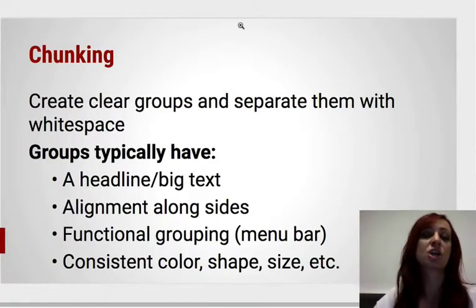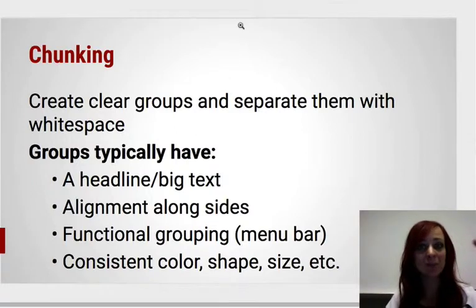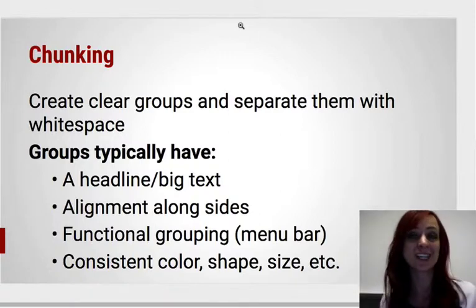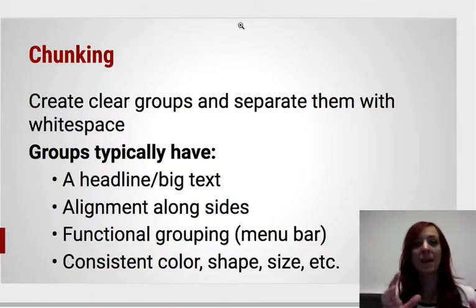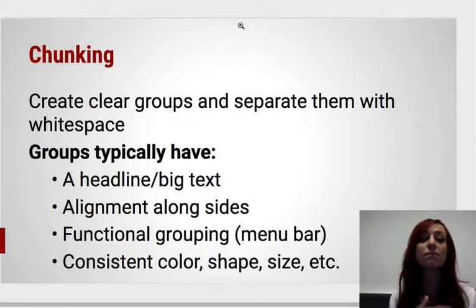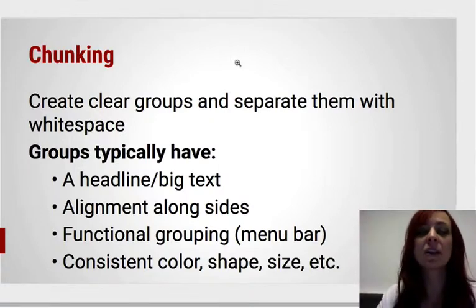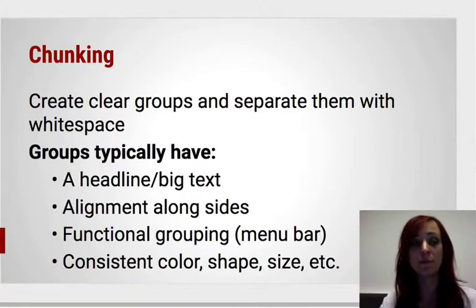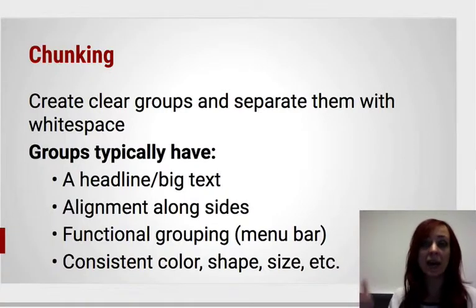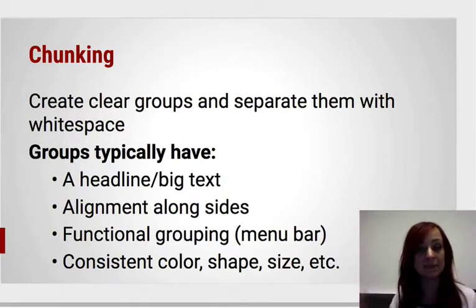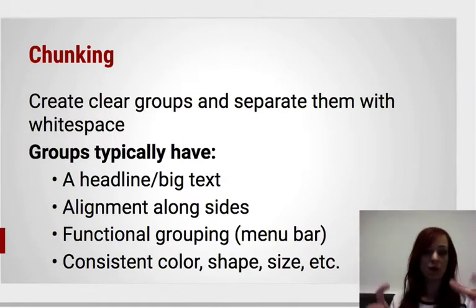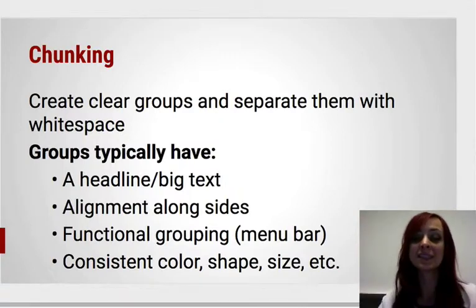So designing for the web is really about creating those chunks. And on the home page, you want to really be sure to chunk everything into specific sections because users are doing information foraging. They're scanning. They're looking for something on the home page that relates to what they're trying to do. So your most important tasks need to have some kind of element on the home page in a chunk that a person can find. And these chunks are typically created with a headline or some kind of big text, alignment along the sides in a square shape. This goes back to the divs that we looked at. This indicates that this is one thing. Functional grouping and consistent color, shape, and size.